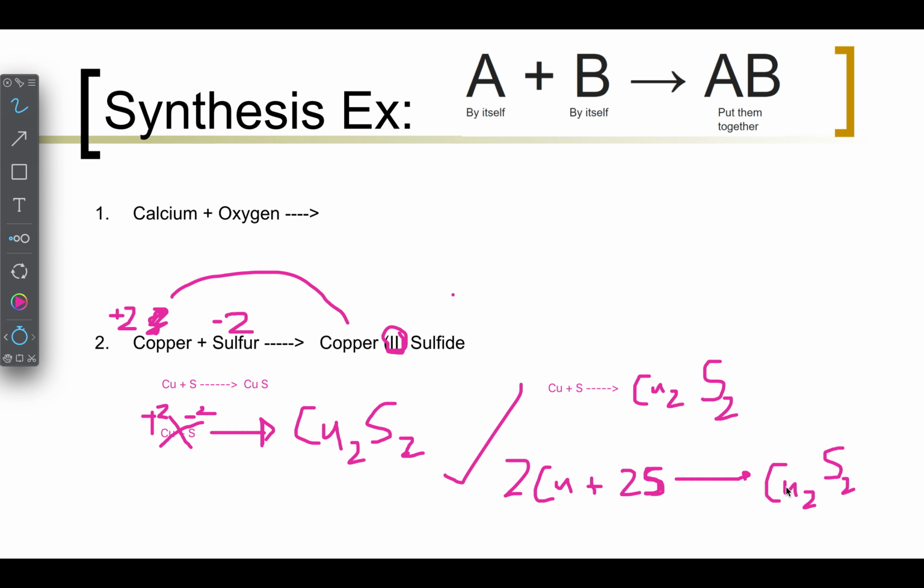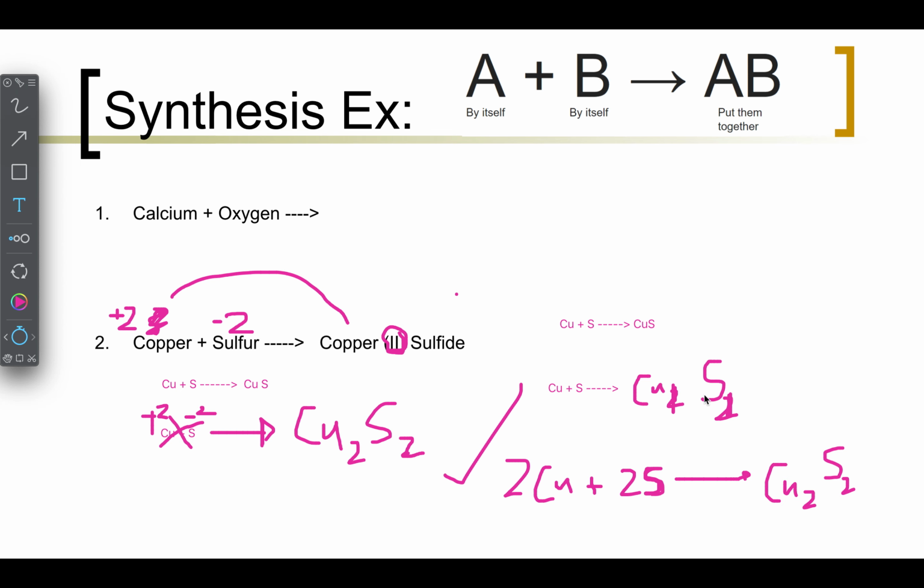All balanced, charges balanced, equations balanced. If you wanted to simplify this down to just 1 on each side, which you can do, then your final equation would just be Cu plus S equals CuS, copper sulfide.